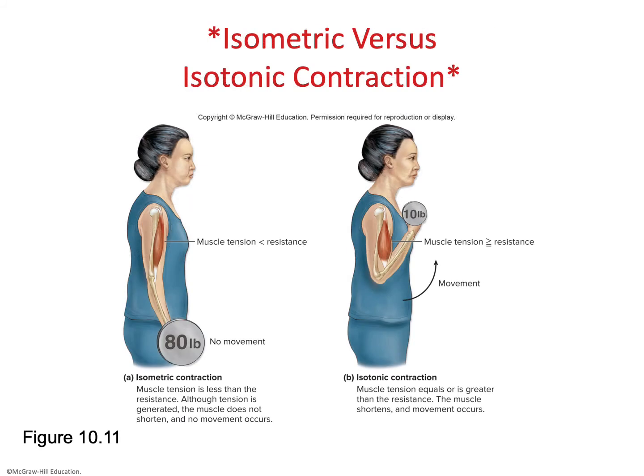I'll show you a picture of this elderly woman with gray hair, although it could be me. She's trying to lift an 80-pound resistance weight, and her muscle tension is less than the weight of the resistance, so there's no movement. So this is an isometric contraction. In the second example, in isotonic contraction, her muscle tension is greater than or equal to the resistance, so there will be muscle movement. That's an isotonic contraction. Another example of an isometric contraction would be pushing hard against a wall. There will be no movement there because your muscle's tension is less than the resistance of that wall.